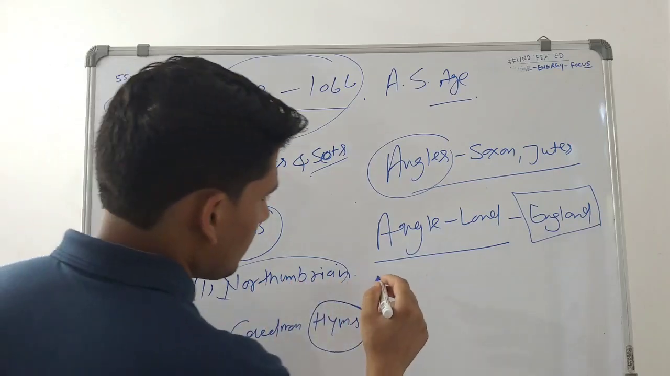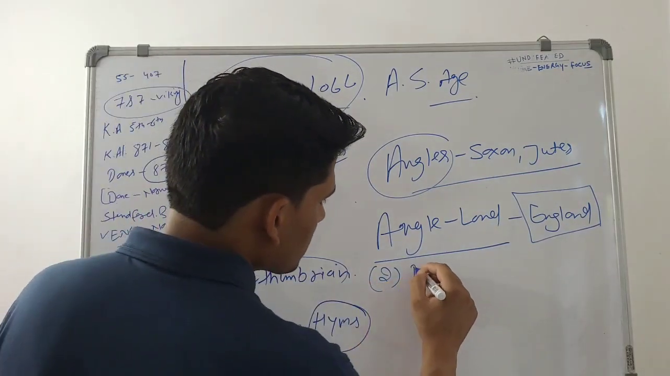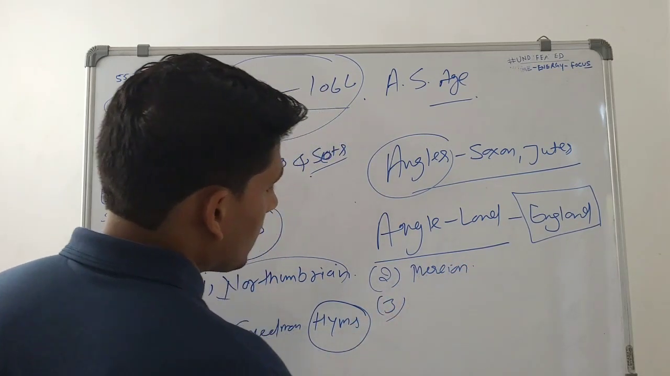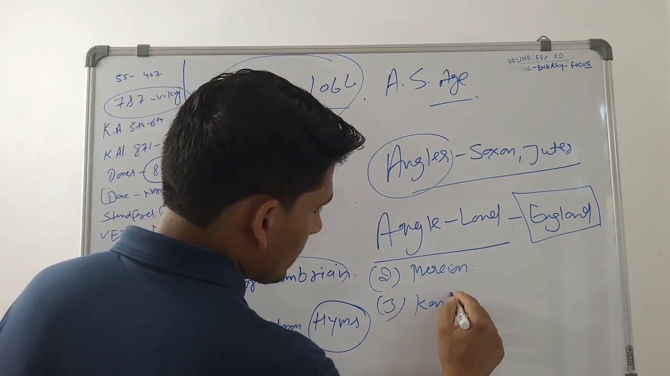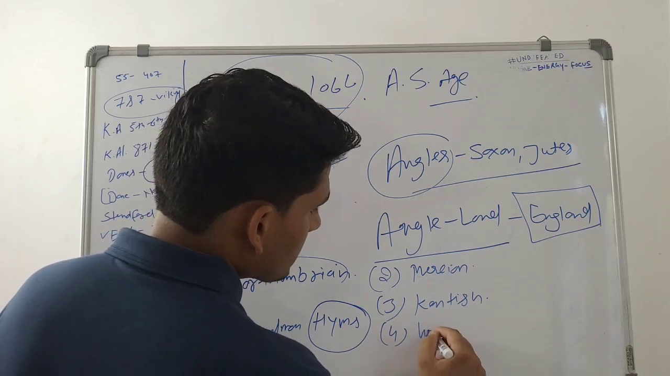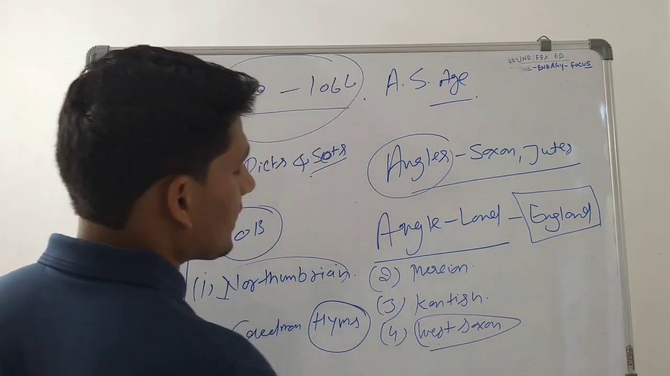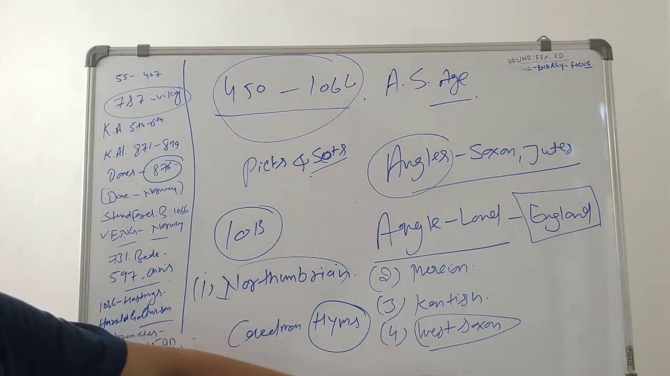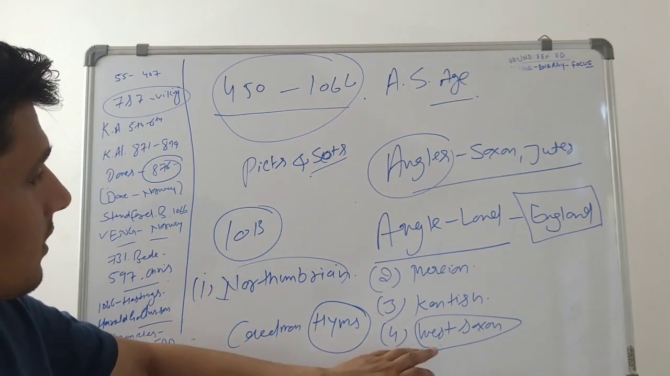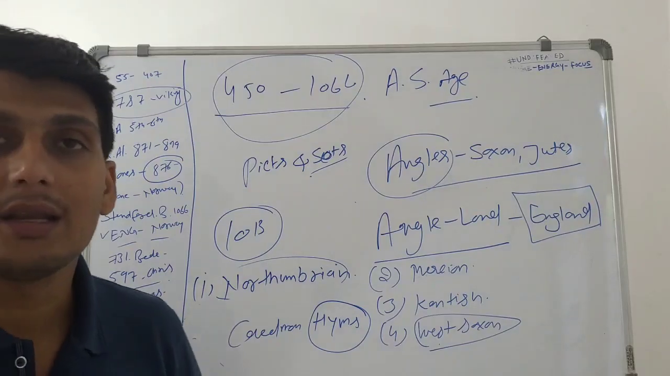Then the second one is your Mercian dialect. Then the third one we have is your Kentish dialect. And then the fourth one we had is your West Saxon dialect. And West Saxon dialect was a supreme dialect, as it was the language of King Alfred, right? So it was the supreme dialect over all of these other dialects which were being spoken in England back then.